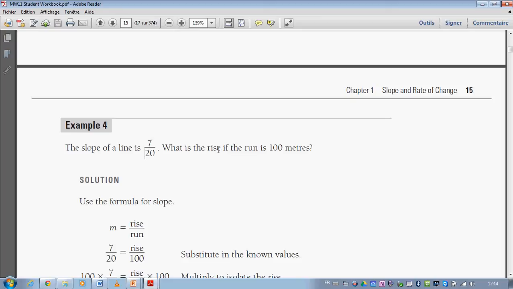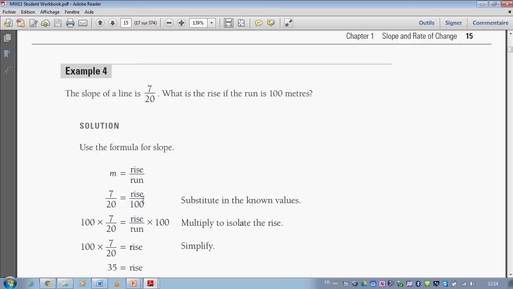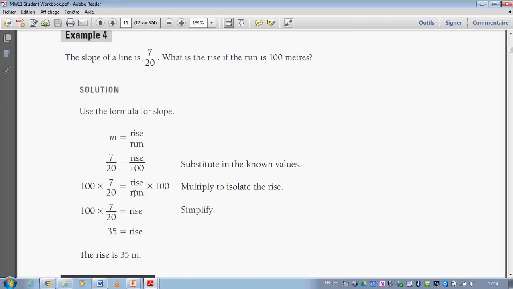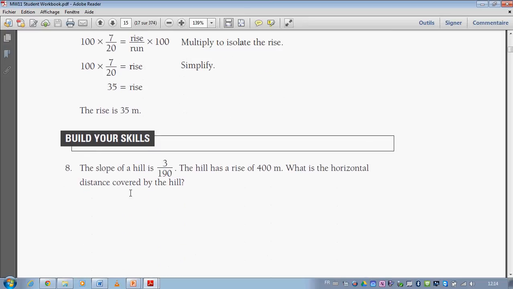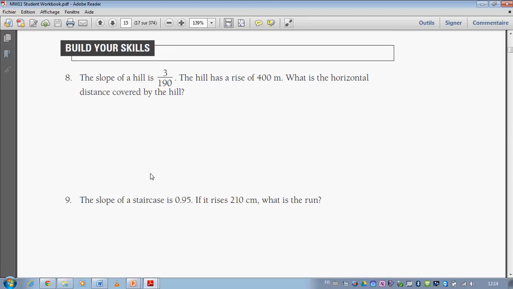Here it says, what is the rise if the run is 100 meters? So you set up your proportion. 7 over 20 equals your rise, which is what you're trying to figure out, over your run, which is in this case 100. And then once again, you can just go 7 times 100 divided by 20 to get the rise. So that's your cross multiplying. Again, diagonally is multiplying, across horizontally or vertically is dividing. So the rise they found out was 35 meters. And you can go ahead and try out some of those builder skills questions.